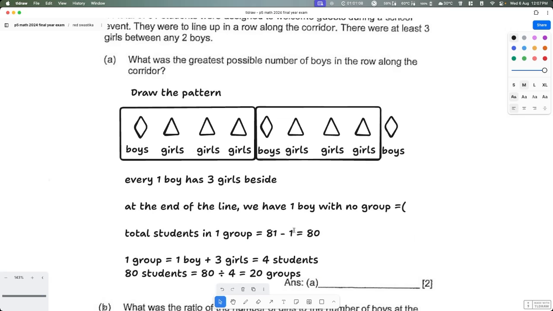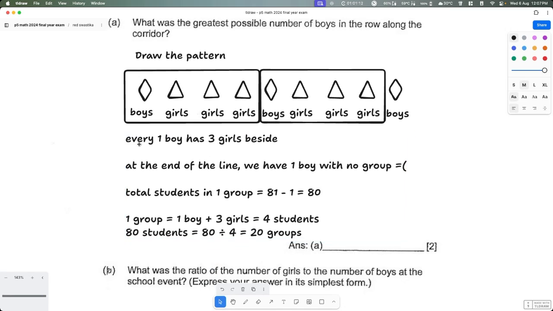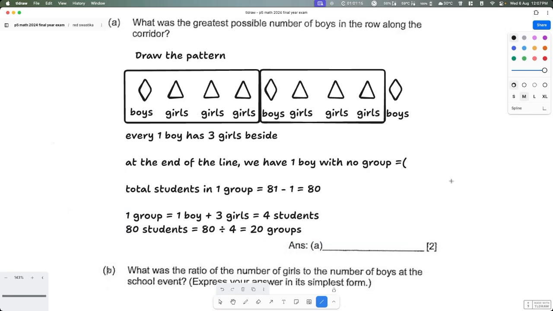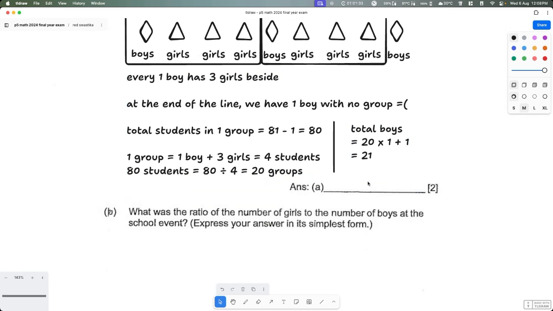So what's the greatest number of boys? Let me write this as well. So total boys is equal to 20 groups times one boy, which is 20, plus the one boy at the end. There you go, that's the answer. So total boys will be 21.